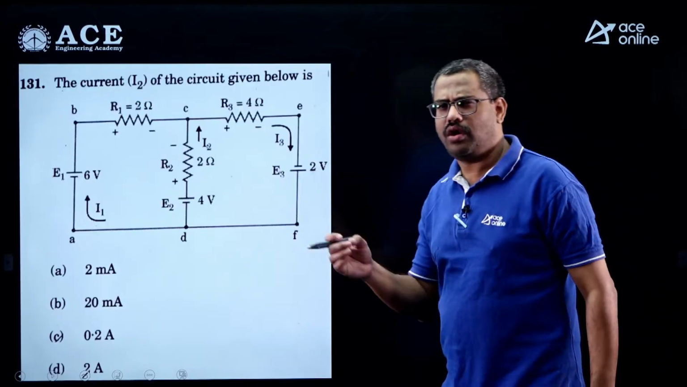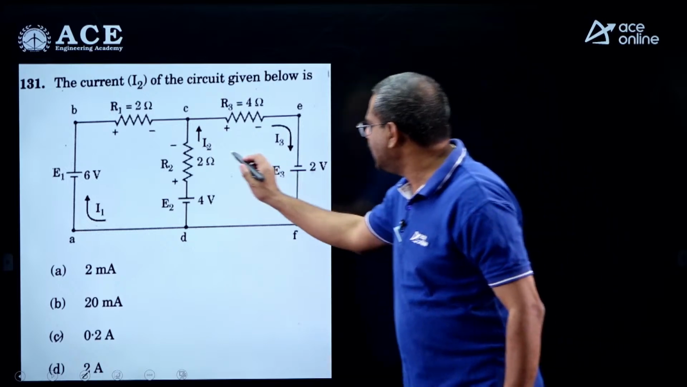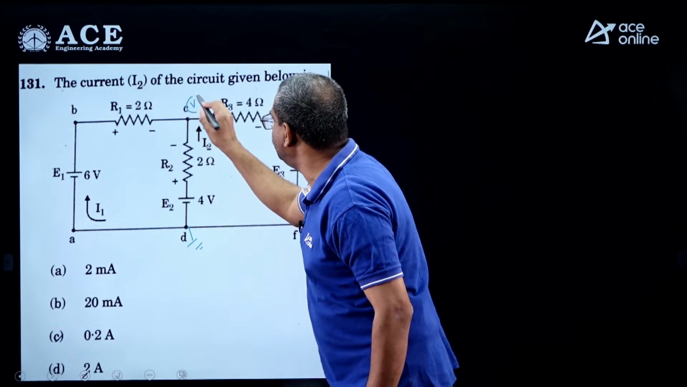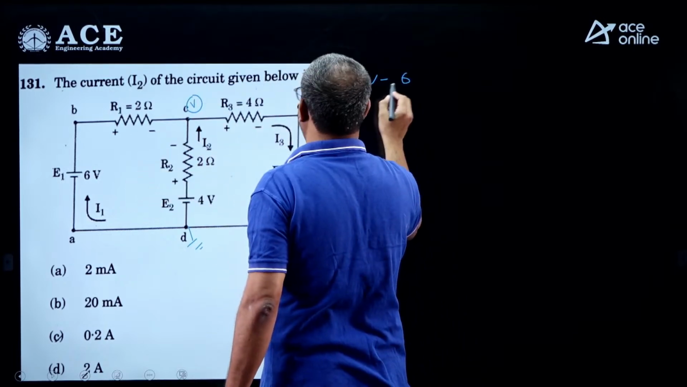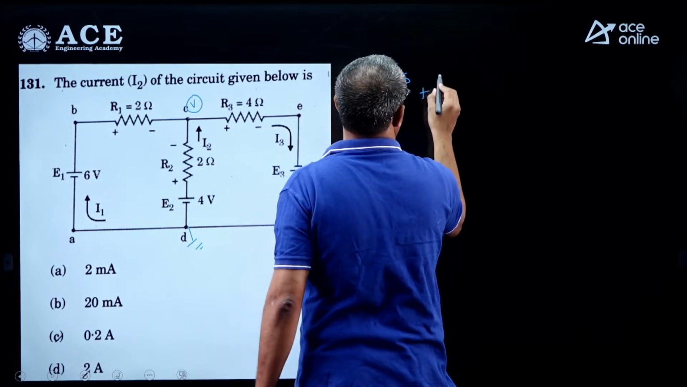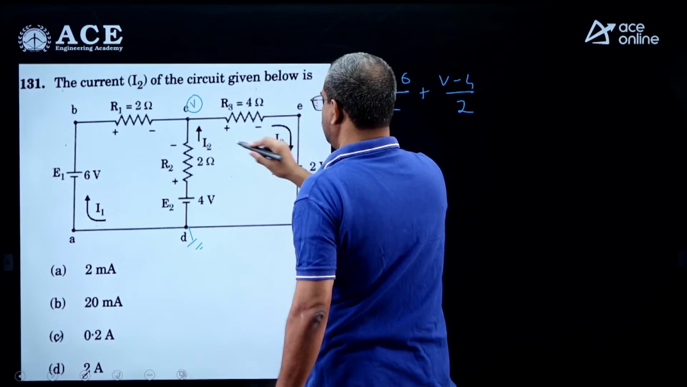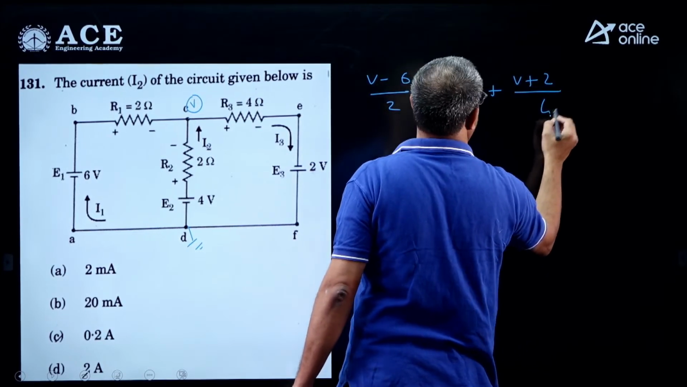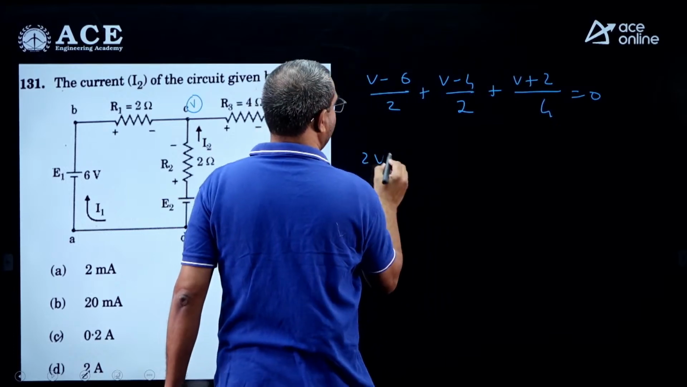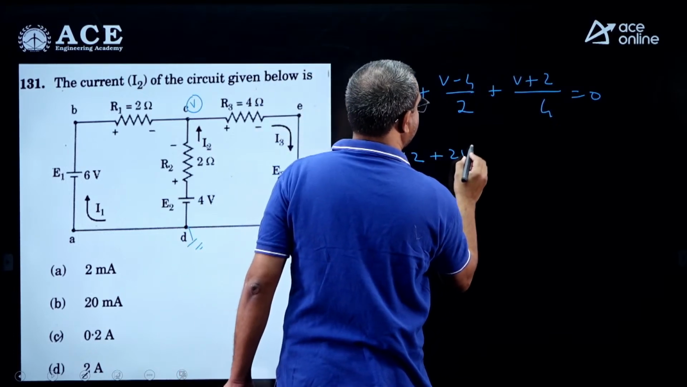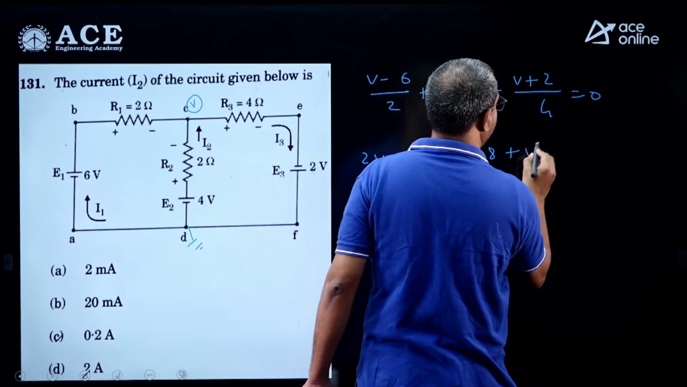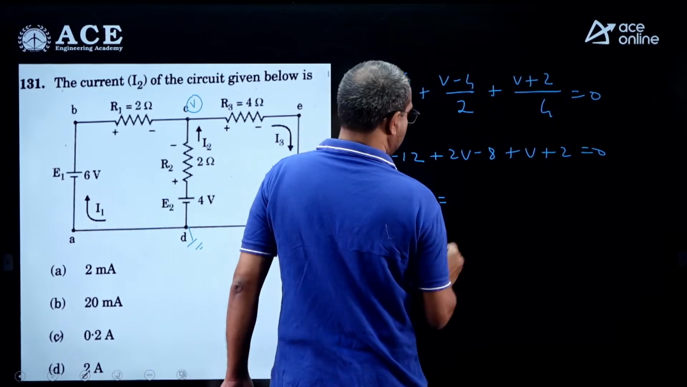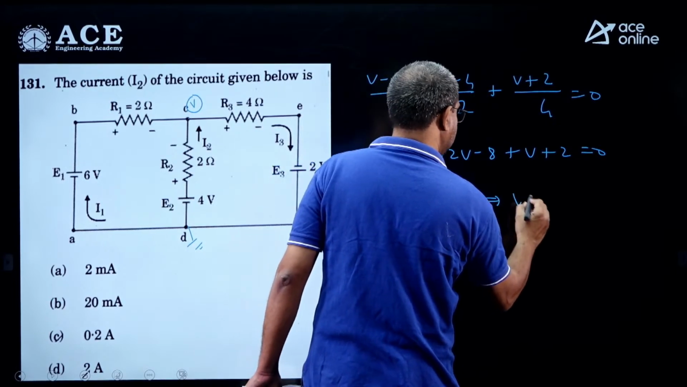Out of all the bits, this is the most simple bit. He is asking for current I2. What I will do is nodal analysis. If I take this as reference and let this be node voltage V, what is the node equation? V minus 6 by 2, this is V minus 4 by 2, this is V minus of minus 2, V plus 2 by 4 equal to 0. Now, if you take LCM, 2V minus 12, 2V minus 8, plus V plus 2 equal to 0. Total 5V equal to 18. So V is 18 by 5.